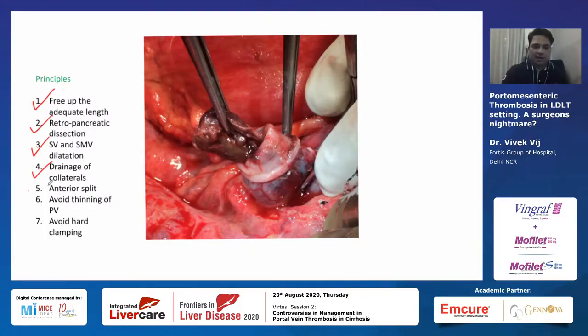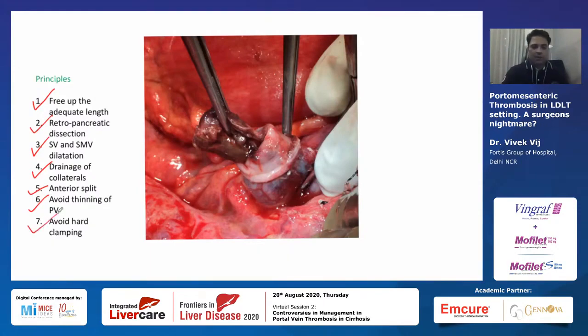Sometimes that might require anterior splitting of the wall of the portal vein to do the thrombectomy actually under vision. And we have to at any cost avoid thinning of the portal vein. We all know that portal vein thrombosis is a recurrent process, and sometimes there are multiple layers. So we should try and remain slightly away from the wall of the portal vein.